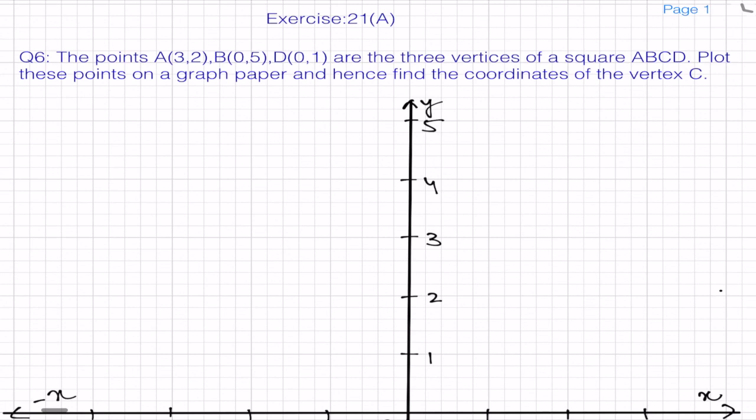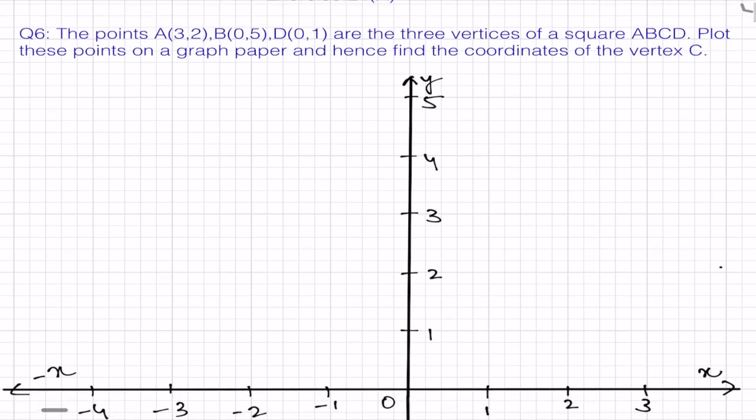So children, in exercise 21A, the first 4 questions are just the plotting of points that you practiced. Now I have picked up question number 6. The points A, B, D are the 3 vertices of a square ABCD. Plot these points on a graph paper and hence find the coordinates of the vertex C. So here you will take a 2 cm graph paper. If it's not available, then you practice it on 1 cm, that small blocks graph paper. But in board you are going to get the 2 cm graph paper. If possible, try to practice it on the 2 cm graph paper.